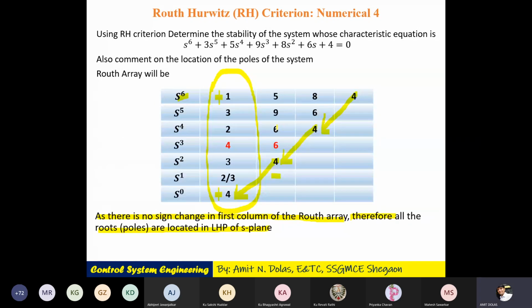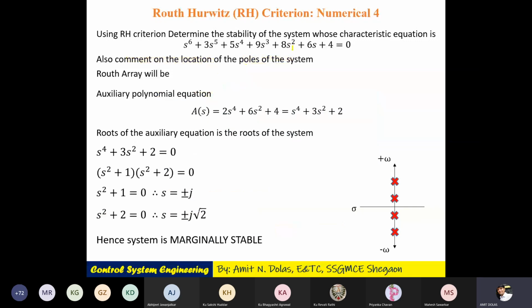Let's calculate. इसमें ये क्या बोला गया है? Comment on the location of the poles. Location भी चाहिए उसे, and system stability. So we'll calculate the poles. So poles कैसे calculate करना है?